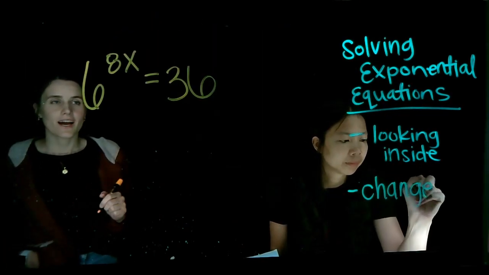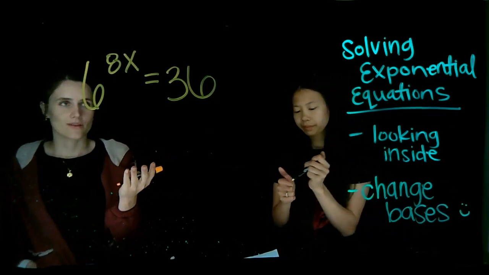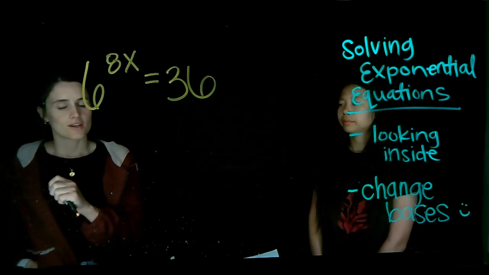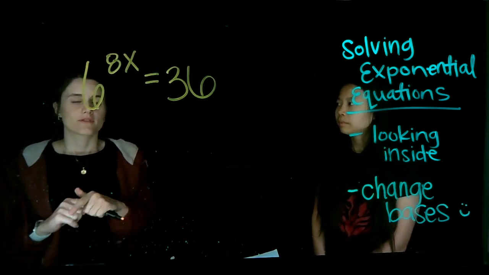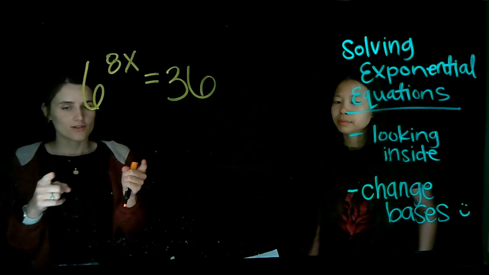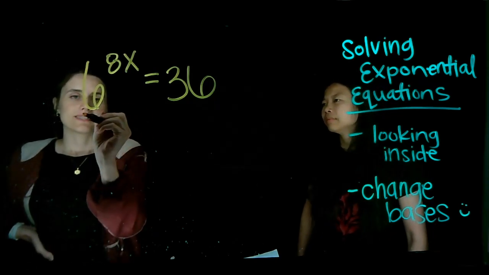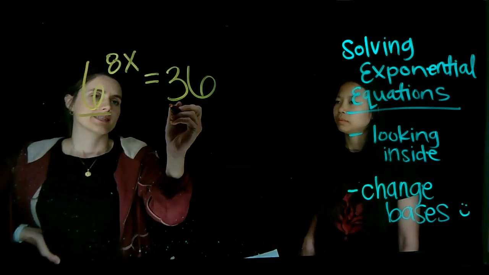All right guys, now we are going to look at an equation that looks something like this. So in this case, we have two numbers where the bases are not the same. So we can't look inside like we did on the previous examples. So our goal here is to make it so our bases are the same so that we can solve for x. This right here, our base is 6, and we have 6 to the power of 8 times x, and our base here is 36.